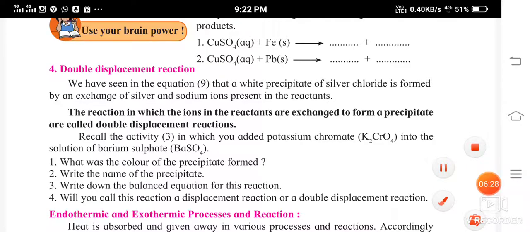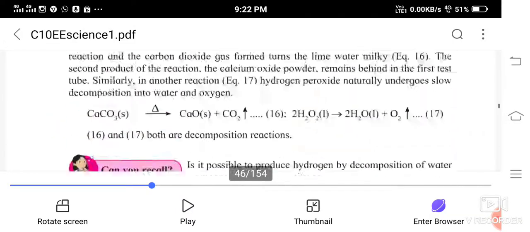Now, double displacement reaction. We have seen in equation 9 that a white precipitate of silver chloride is formed by an exchange of silver and sodium ions present in the reactants. So what you have seen in equation 9 is that a white precipitate of silver chloride is formed by an exchange of silver and sodium ions present in the reactants.